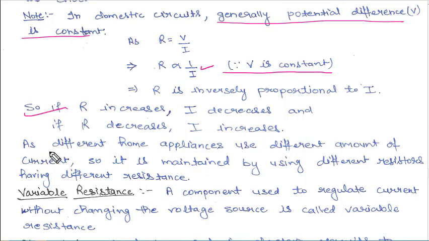So as different home appliances use different amounts of current, it is maintained by using different resistors having different values. So if I use a different value resistor, they will give different values of current. Higher the resistance, lower will be the current. Lower the resistance, higher will be the current. Clear?